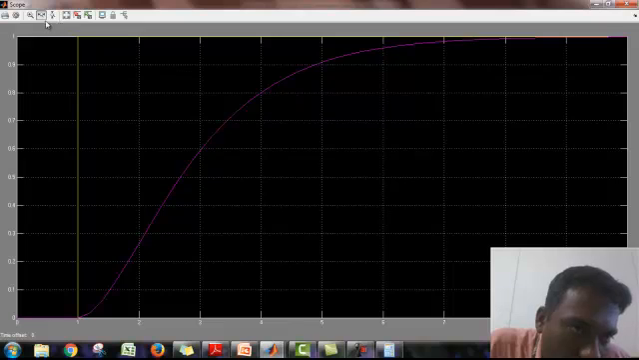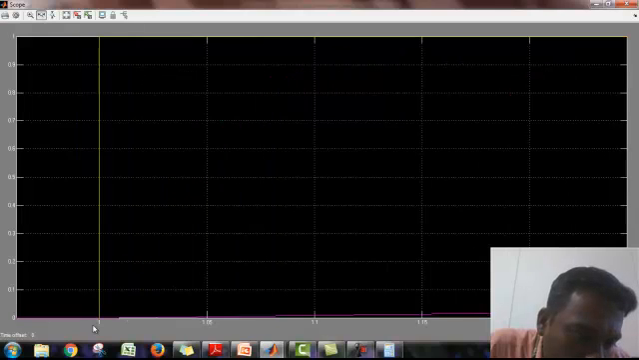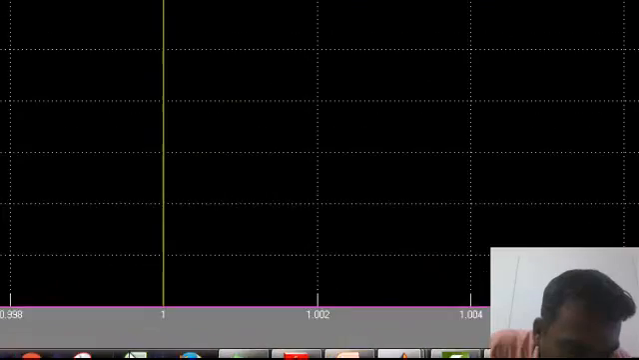How can we find the delay? Go here, and you can zoom with respect to the x-axis. Again, I'm going to zoom with respect to the x-axis.